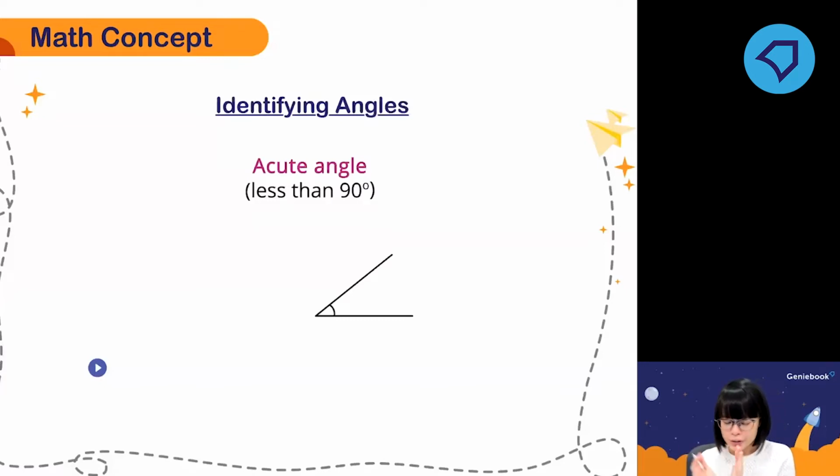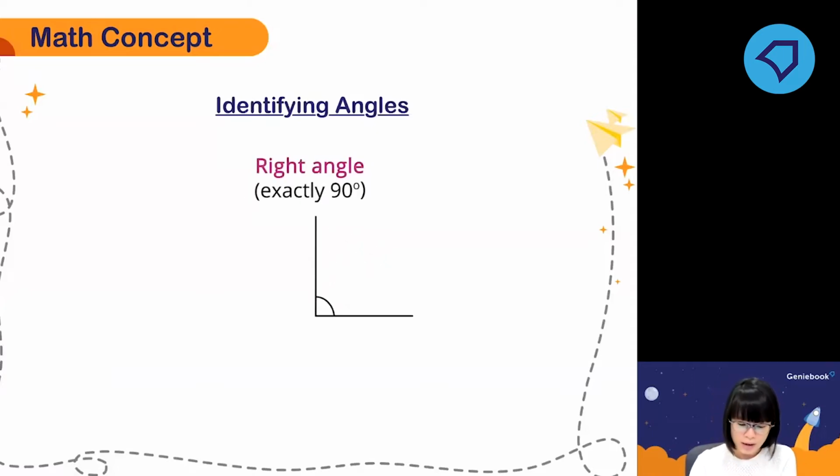Now, after acute angle, the angle is going to extend further. This is what we call a right angle. A right angle is exactly 90 degrees. So it will meet at a sharp corner over here. It's a perfect letter L.